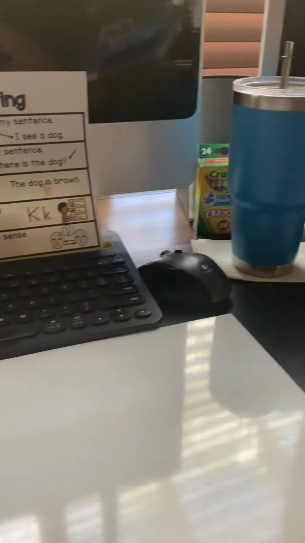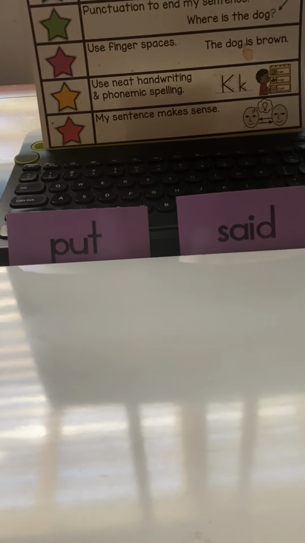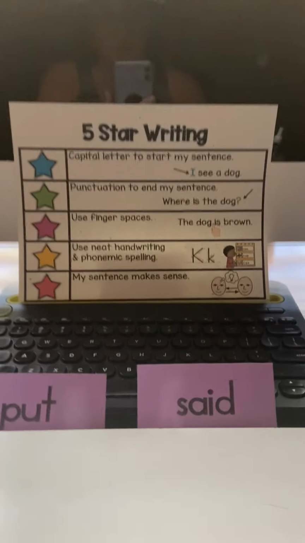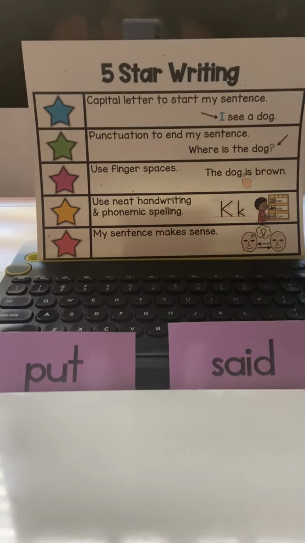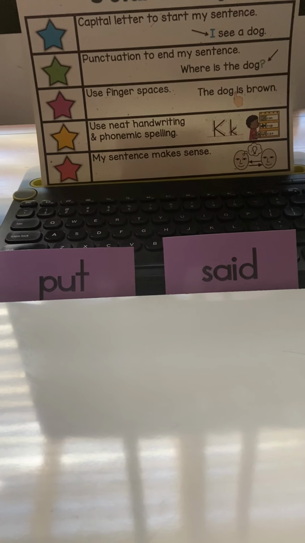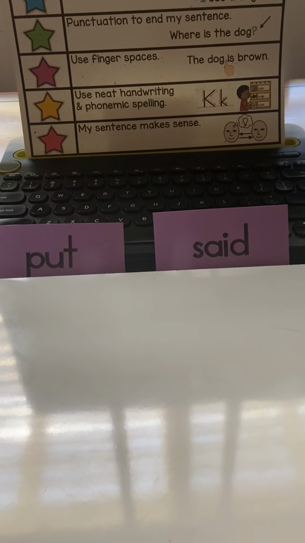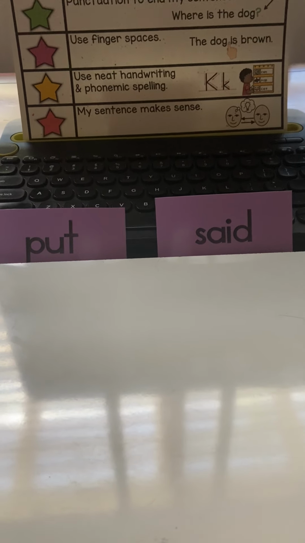Okay, very, very good. Okay, I want to put my sight words right here. I've got the word put and I've got the word said. Just so we save time, I think what I'm going to do is one nice long sentence. I've got my 5-star writing here so I can check my sentences. I might put these words both in the same sentence. How about, Mom said to put my toys away.